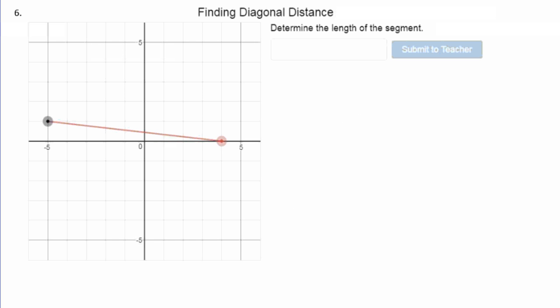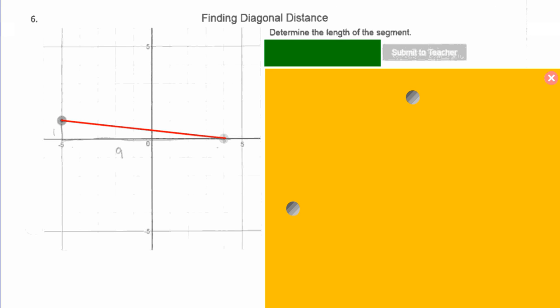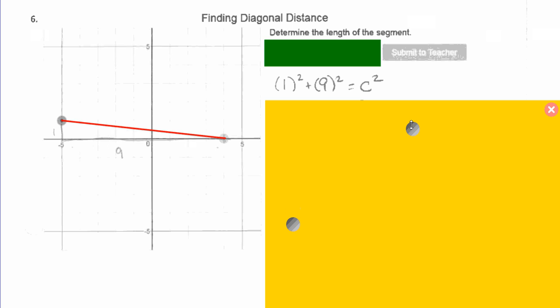Let's try another. Number 6, could you determine the length of the segment in red? If I draw the vertical and horizontal segments that are making up that diagonal distance, we have a length of 1 and 9, and those represent the legs of the right triangle. The red segment is the hypotenuse. So using our Pythagorean theorem, we know that the sum of the legs squared is equal to the hypotenuse squared. Therefore, 1 squared plus 9 squared is equal to c squared, c representing your hypotenuse.